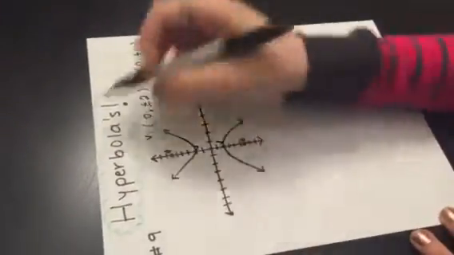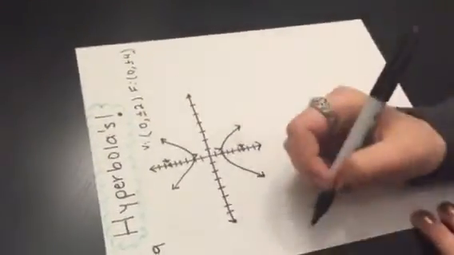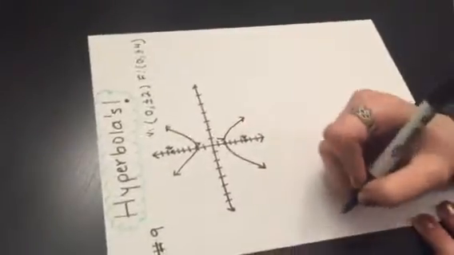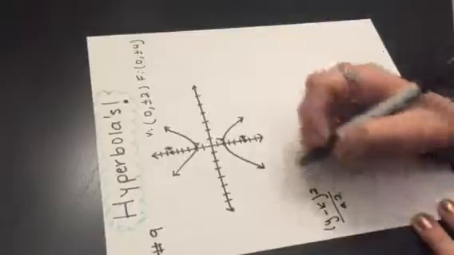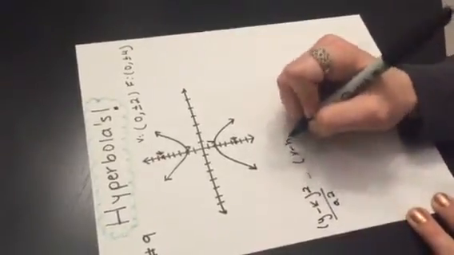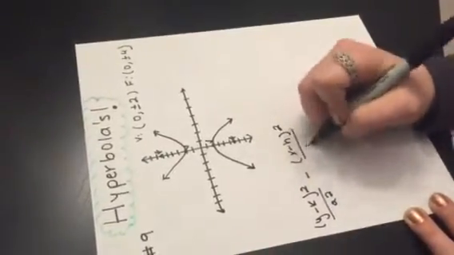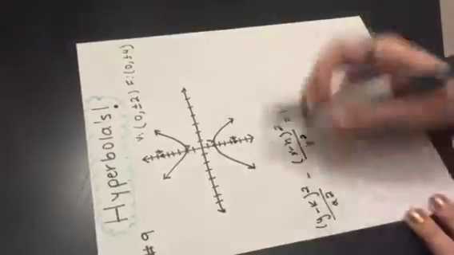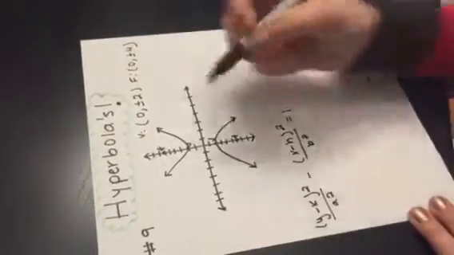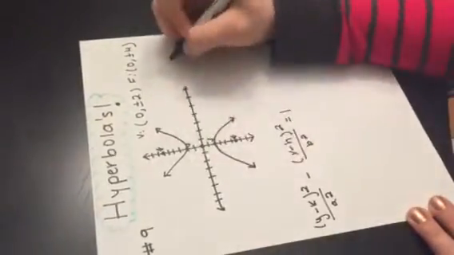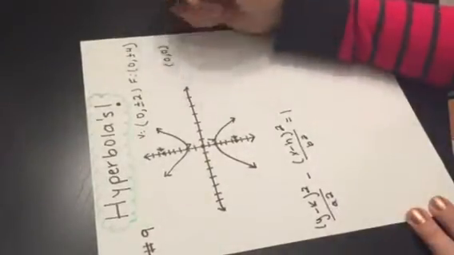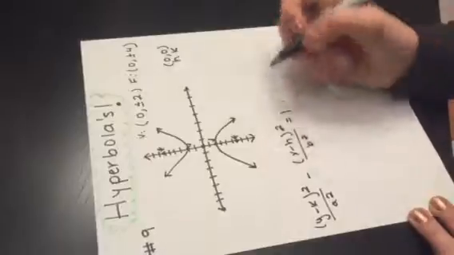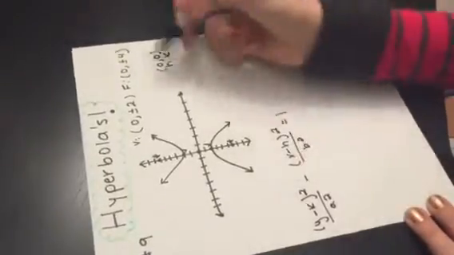Since this is a vertical hyperbola, you know the standard form of the equation is going to be in the form y minus k squared all over a squared minus x minus h squared all over b squared is equal to 1. So this is the form it's going to be in. You know that the center is 0, 0, so you already know what h and k is going to be. This is h and k, and you can plug this in here, but we'll do that later.